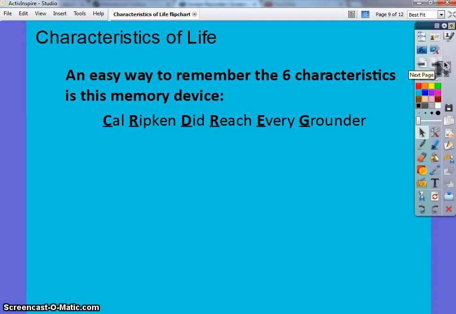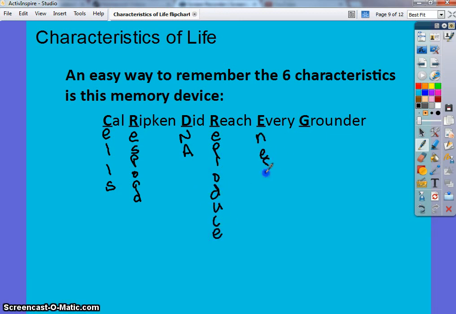A couple other things. Easy way to remember the 6 characteristics is Cal Ripken did reach every grounder. Stands for all living things are made of cells. They respond or react to their environment. They contain DNA. They reproduce. They use energy. And they can grow. Alright, so that's going to be the really easy way to remember all 6 characteristics of life and make sure you have all of them. It doesn't matter if you put respond or reproduce first or second. This is just the order that I did it.